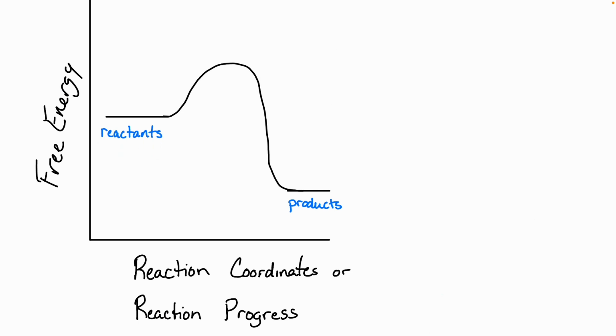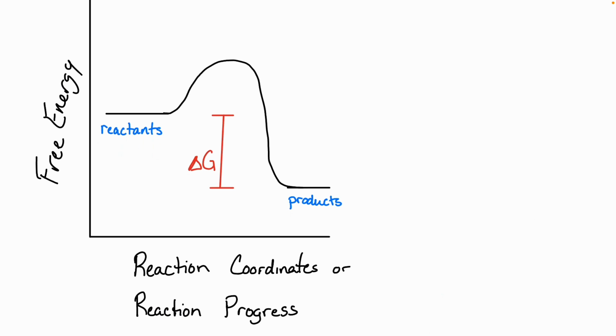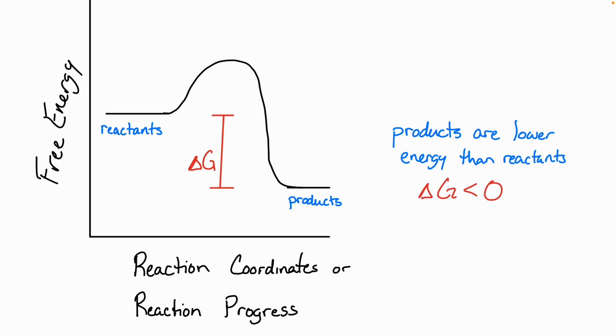Okay, so in our free energy diagram here, there's a few pieces of information that we can get. First of all, the distance between my reactants and my products, this gap right here, this represents the delta G of that reaction. So in this case here, our products are lower energy than our reactants. So this would be a reaction where delta G is less than 0, or an exergonic reaction.